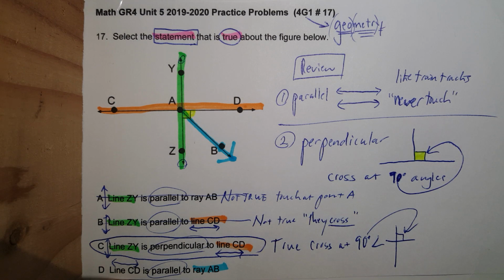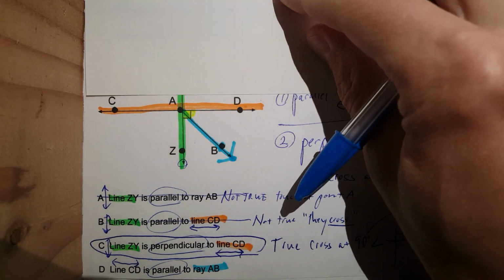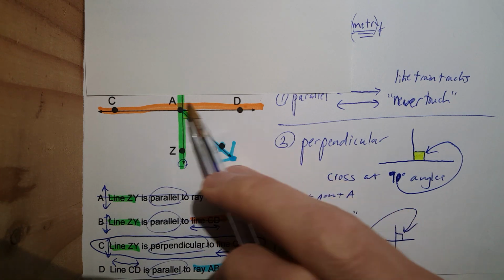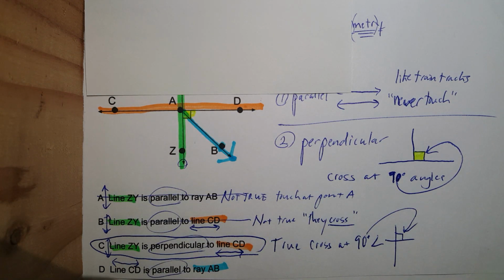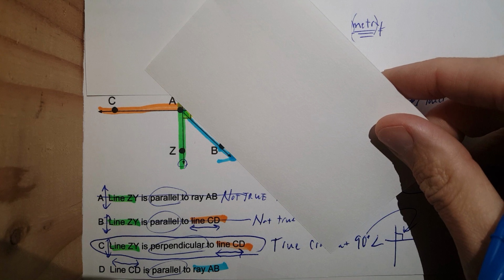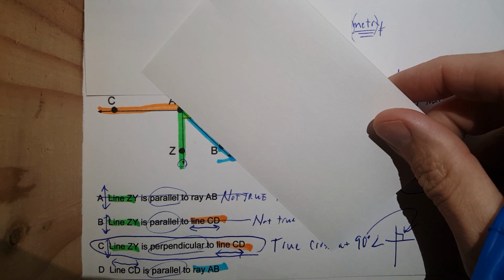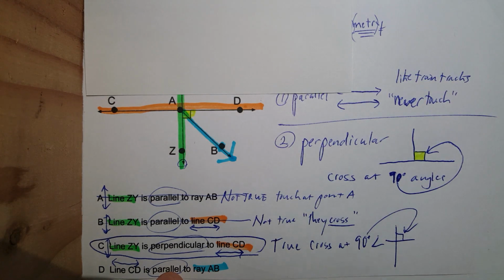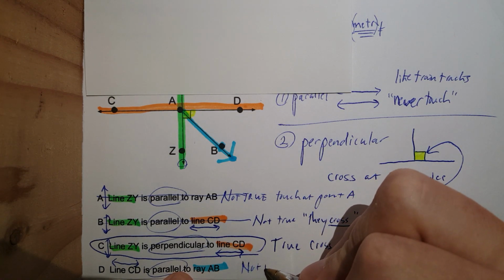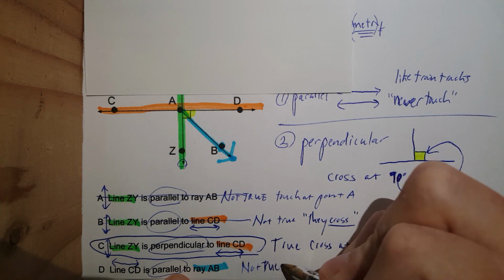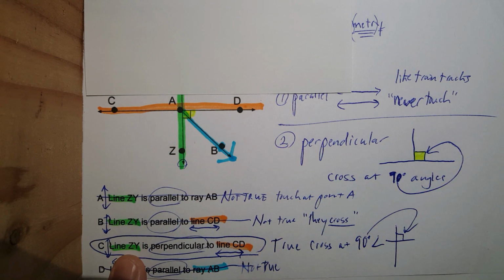Let's just check for D. Line CD is parallel to ray AB. We have CD right up here. I'll go up a little above so you can see where it's at. This is going straight out, but then the ray, they touch. There's no way those are parallel. That's creating a specific angle, like a 45-degree angle. Remember, parallel lines never touch. So this one's not true. The correct answer is C.